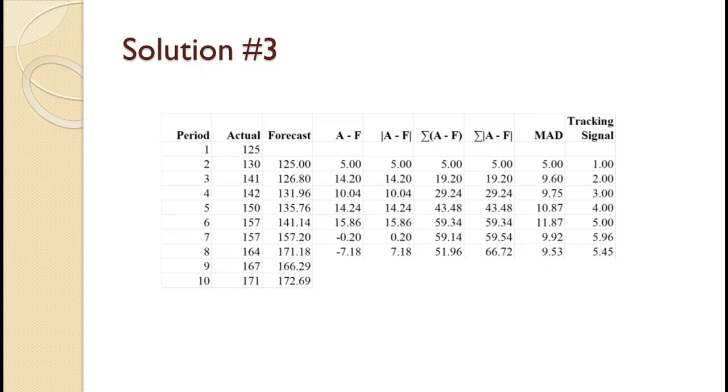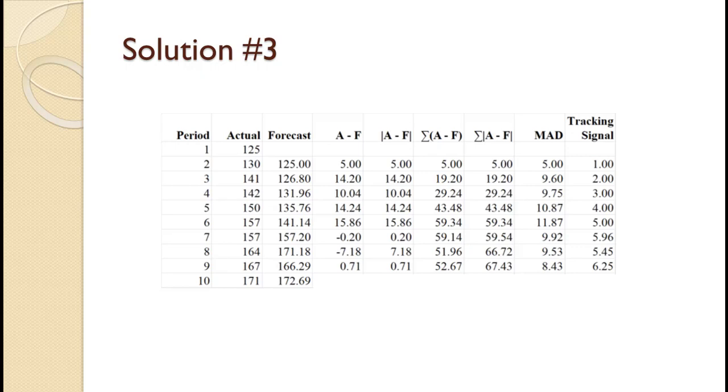Finally, the tracking signal is the cumulative A minus F value of 51.96 divided by the MAD of 9.53 equals 5.45. The forecast is above the actual again and the tracking signal declines again. For period 9, 167 minus 166.29 equals 0.71. The absolute value of 0.71 is 0.71.